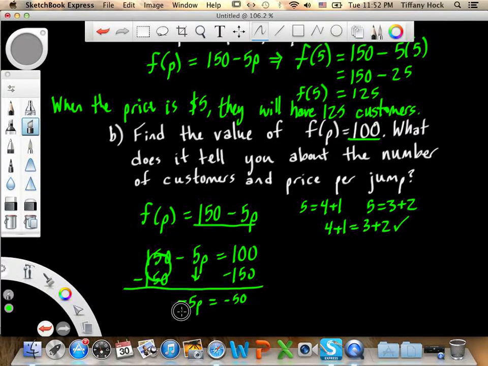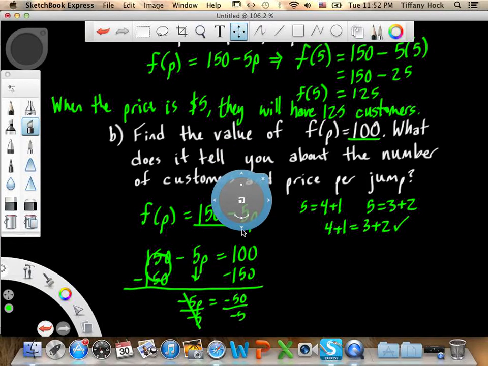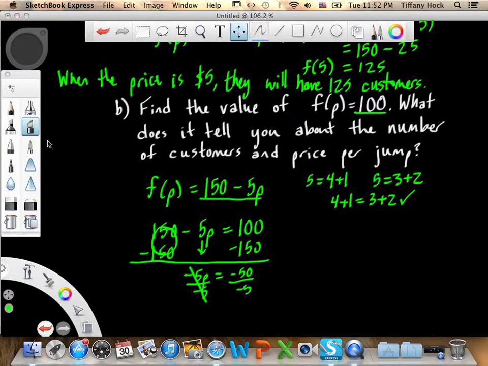Okay, one more step here. Divide both of these by negative 5 to get rid of the negative 5 in front of the p. These negative 5s cancel out. And if we do negative 50 divided by negative 5, I'm left with p over here, and negative 50 divided by negative 5 is positive 10. So that means that if we still want 100 customers, if f of p equals 100, then the price that we charge, the p-value that goes in here, has to equal 10. And once again, p is the price.